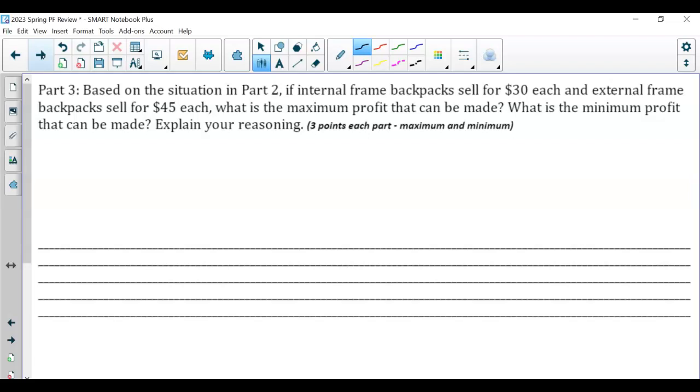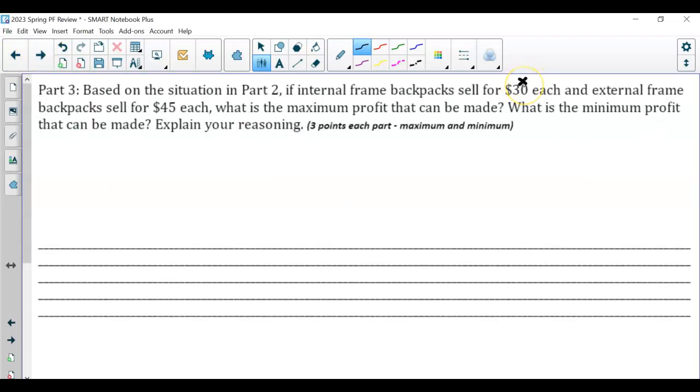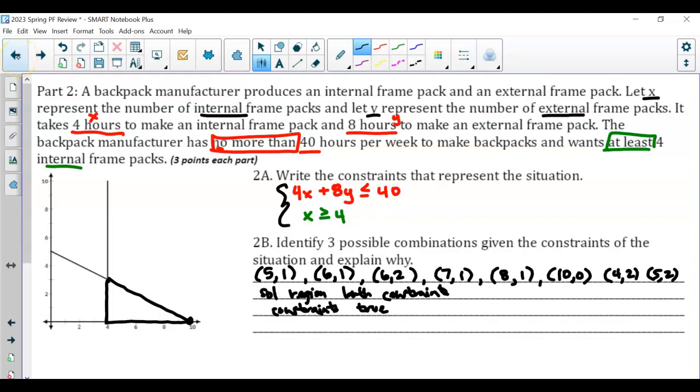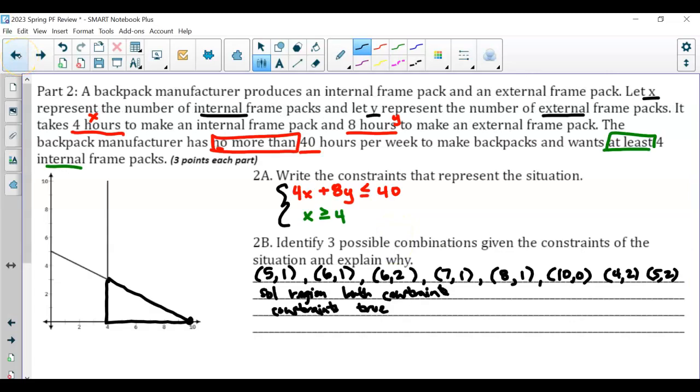Now, part 3, we're continuing using part 2. But now the internal frame packs, so that was X, is $30 each. And the external backpacks, they are $45 each, which was the Y. So what is the maximum and minimum profit? What you have to keep in mind is we want to know from this solution region, what is the max amount? What is the minimum amount? That is when we have our vertices.